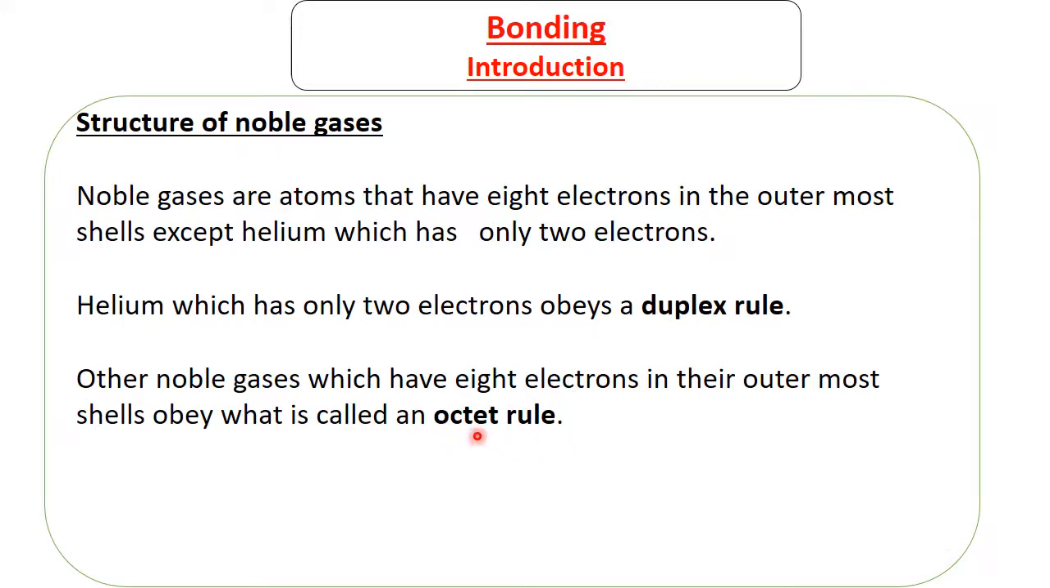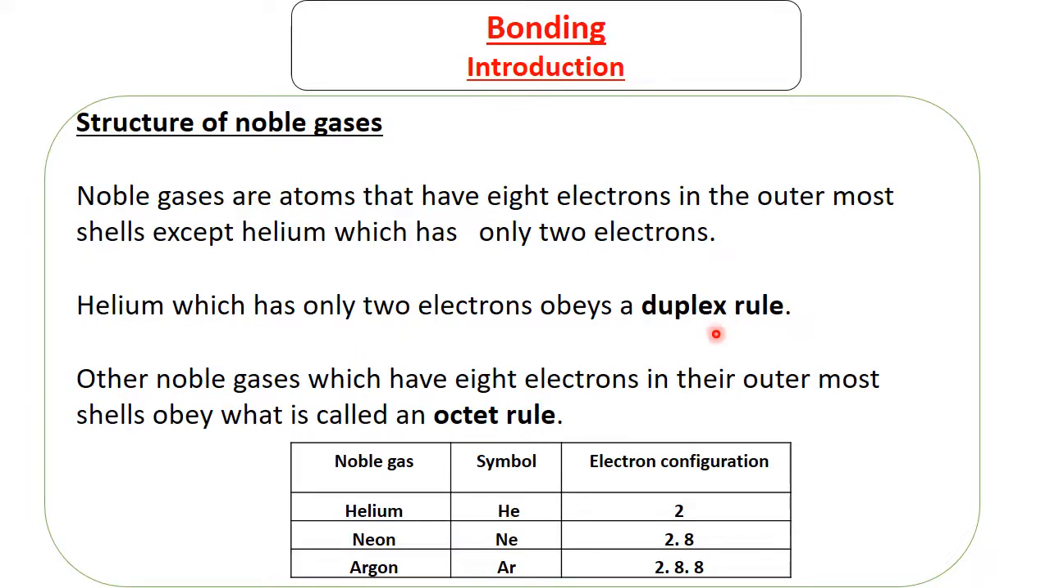So most atoms, when they try to be stable, they go for the octet rule. But some try to be stable by following the duplex rule. So in short, an atom can be stable if it has the maximum number of 8 electrons in its outermost shell, provided that the outermost shell is not the first shell. If it is the first shell, then 2 electrons will make it stable, because the maximum number of electrons that the first shell can accommodate is 2 electrons.